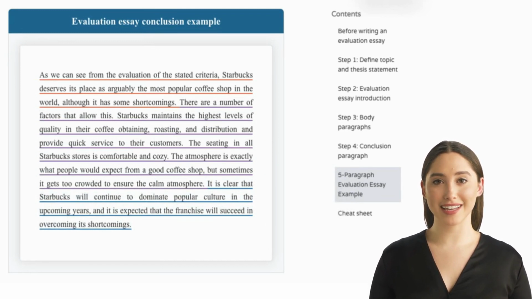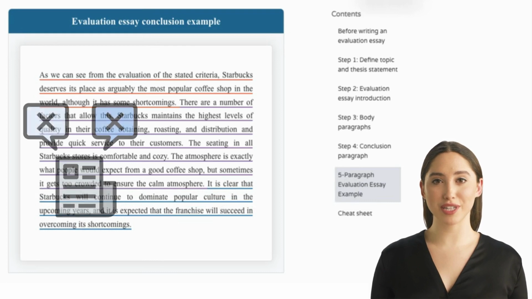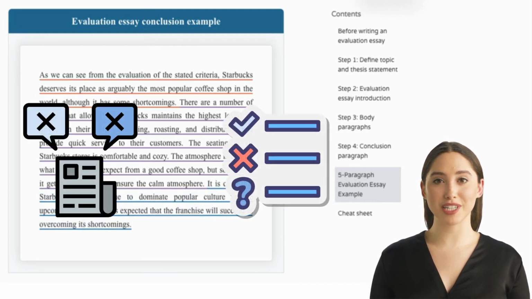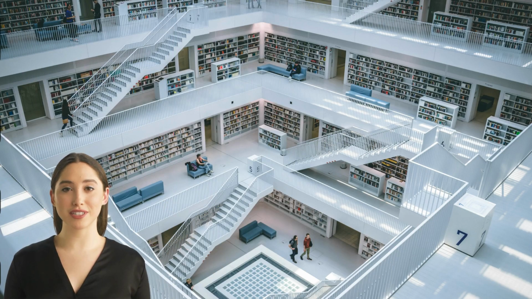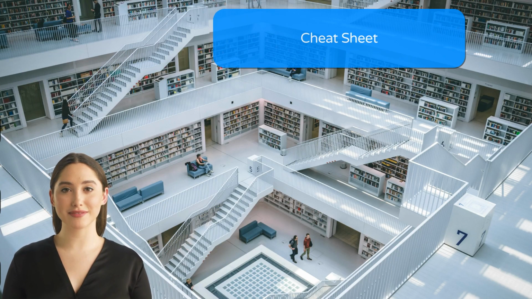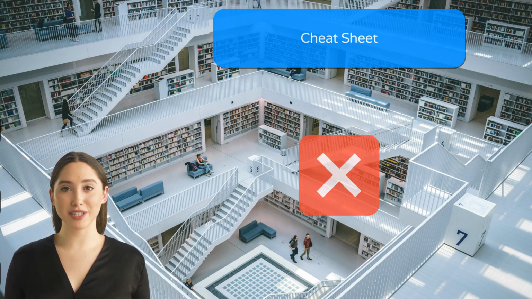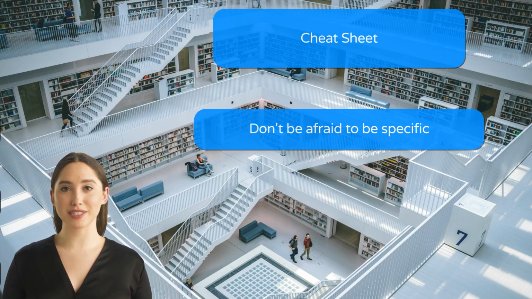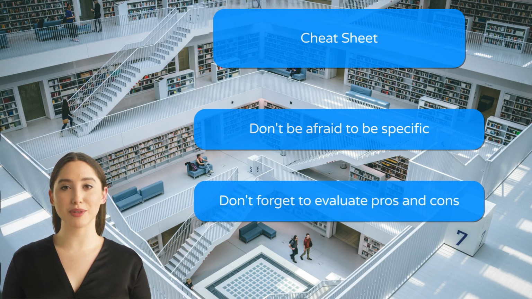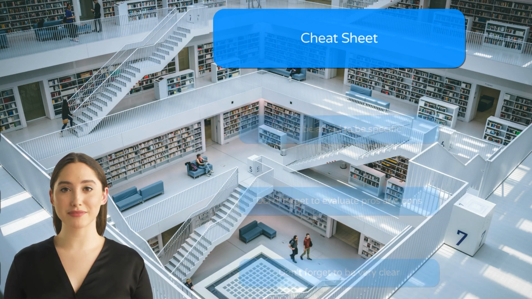Before you go, it's a good idea to check out our evaluation essay best practices to learn what to do and what to avoid. We have a fairly simple list of best practices. Let's start with the things you shouldn't do. First, don't be afraid to be specific when it comes to evaluation. Also, don't forget to provide both pros and cons about your subject. And definitely, don't forget to clearly state your opinion.